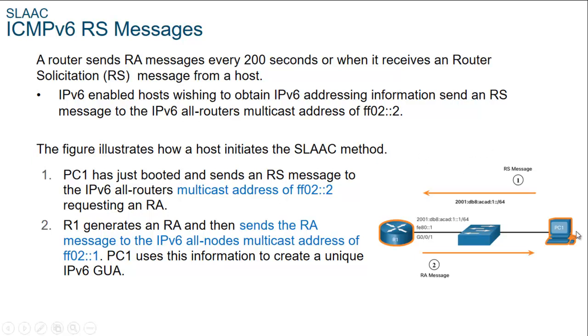So let's look at this figure. This figure illustrates how a host initiates the SLAAC method. Firstly, the PC has just booted and sends a router solicitation message to the IPv6 all routers multicast address, requesting an RA. R1 generates an RA and then sends the RA message to the IPv6 all nodes multicast address, and then PC1 uses this information to create a unique IPv6 global unicast address.